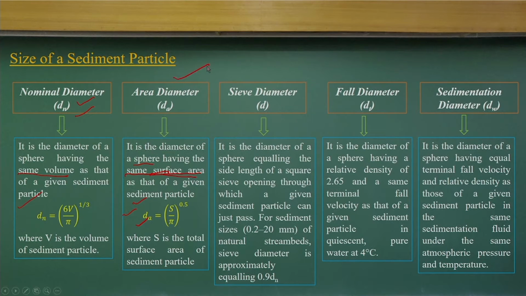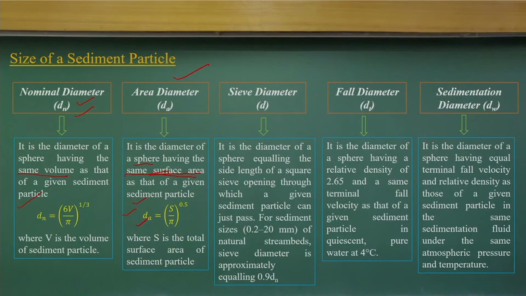Now let's see how we quantify these diameters. It is not easy to take a single sediment particle to a microscope and measure it. What we generally do is sieve analysis. That means we quantify in terms of sieve diameters. In a sieve, what do we have? We have a square opening. So we look at whether a given sediment particle can pass through it, and then we call that the sieve diameter.